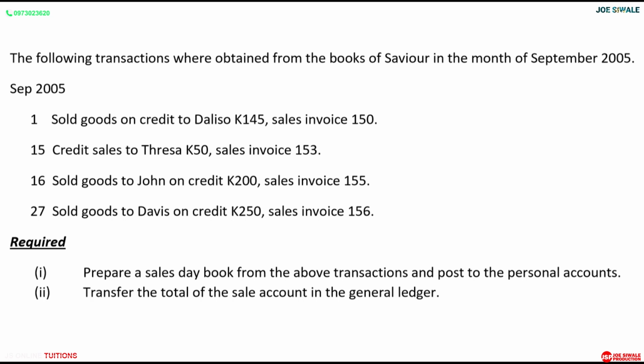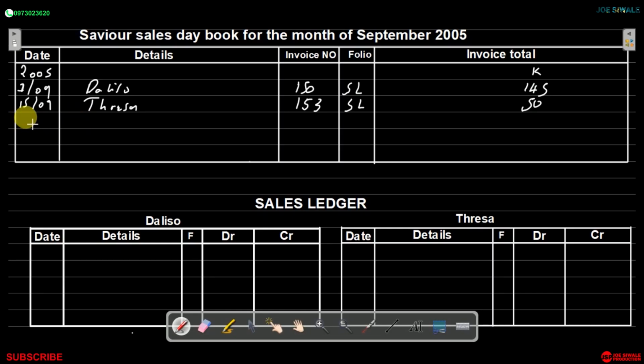Then on the 16th, sold goods to John on credit amounting to 200 kwacha, sales invoice 155. So say 16th of September there. The details column will say John. The invoice number is 155. Then this is going to be shown in the sales ledger. The amount is 200 kwacha.